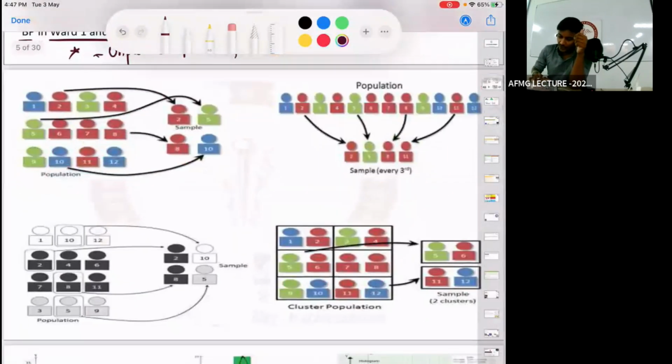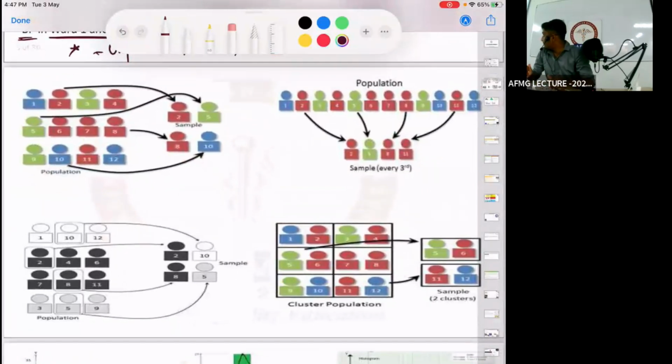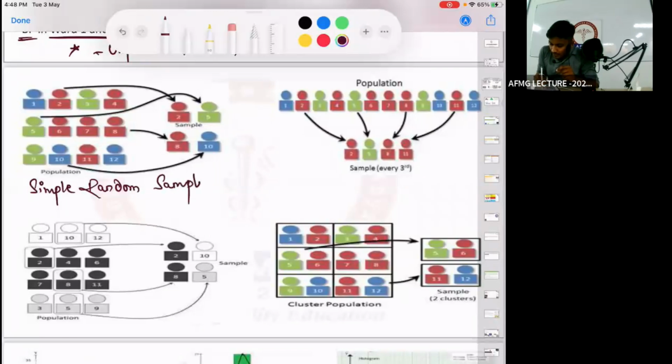Great. Moving further now, if I talk about the types of sampling that we have, the first method of sampling is known as a, here you have a set of people. You have 12 people and you are randomly choosing people from anywhere. This is called the simple random sampling. So anywhere if you choose, that is called a simple random sampling.